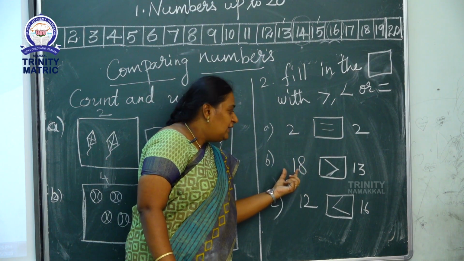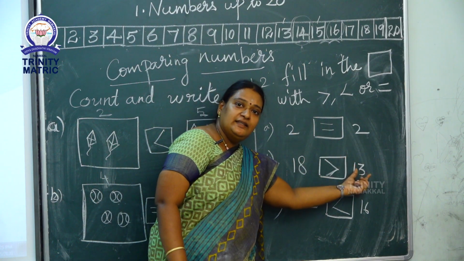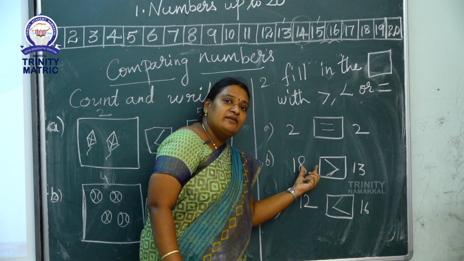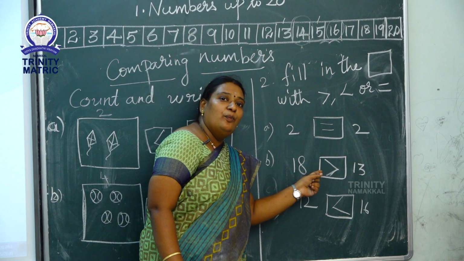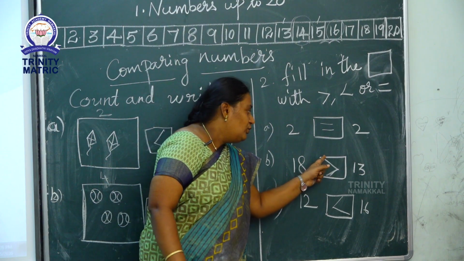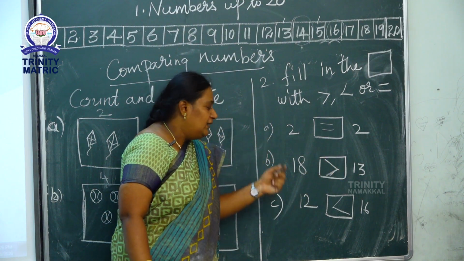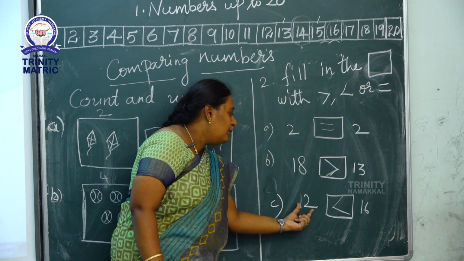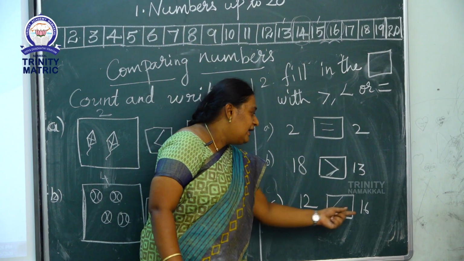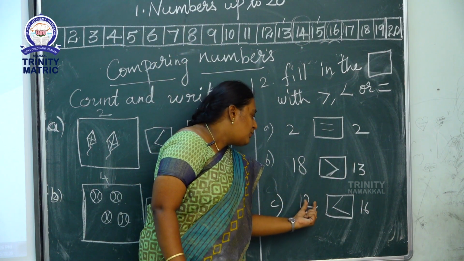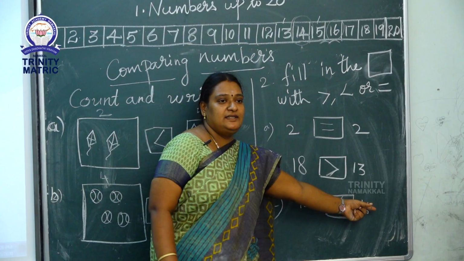See the B sum? Here 18 and that side 13. So which one is greater? 18. So the symbol should be open towards the greater number. You should put greater than symbol. Then here see the C sum? Here 12, here 16. So which one is greater? 16. So 12 is less than 16.